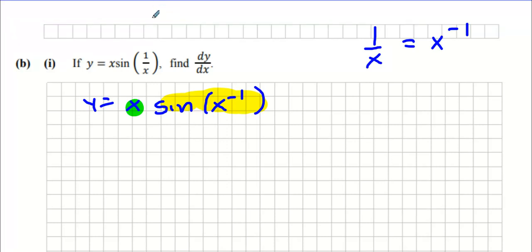We're going to have to differentiate the function, and we're going to have to use the product rule. So u is going to be x. So what's the u dx? 1. V is what?